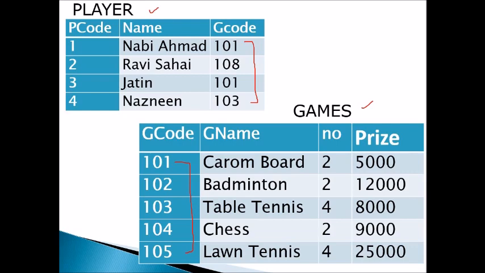It means G code is the... and it is being repeated here, 101, 101. It means G code is the foreign key in the player table, and it is the primary key in the games table.